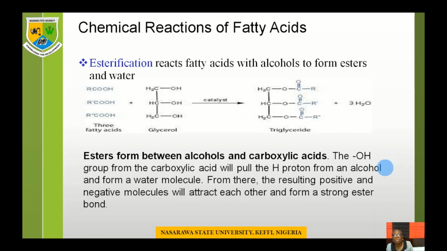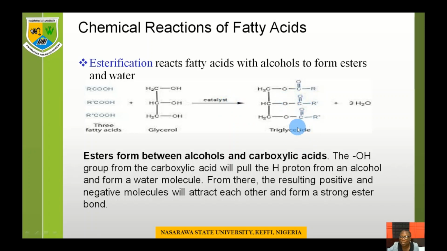Esterification is a reaction between fatty acids and alcohols to form esters and water. So fatty acids react with alcohol to form esters and water. These are fatty acids, plus glycerol. Glycerol is the alcohol. These are the fatty acid and glycerol, and you have triglyceride.